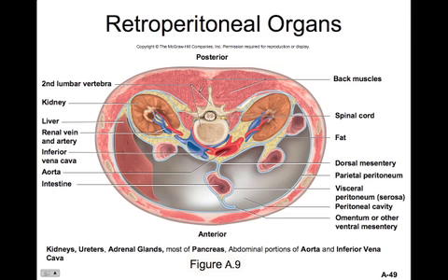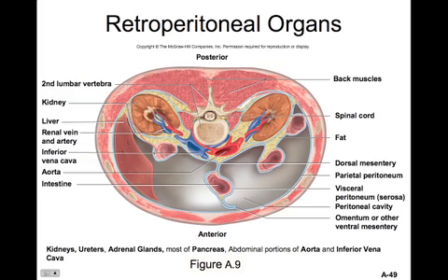Some organs are retroperitoneal, behind the peritoneal lining, and some organs are intraperitoneal. Now, the viscera that we've been referring to would be things like the intestines that are entirely wrapped in visceral peritoneum. You can see, though, the peritoneal layer comes here around the back side of the cavity, and some organs are actually behind the parietal peritoneum.